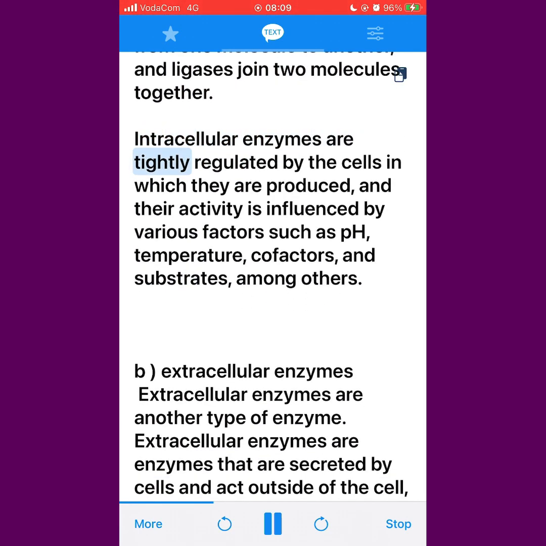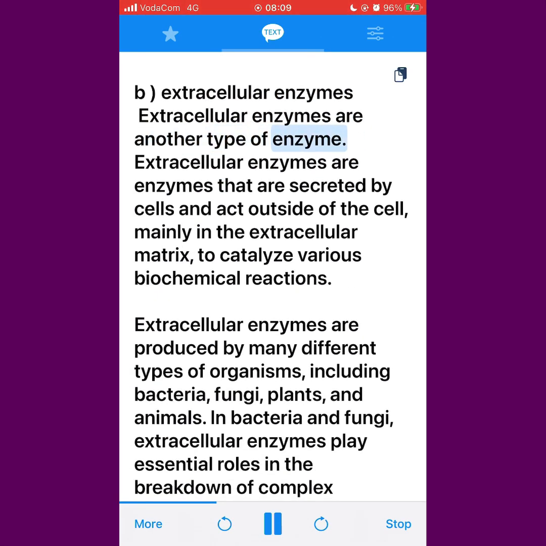Intracellular enzymes are tightly regulated by the cells in which they are produced, and their activity is influenced by various factors such as pH, temperature, cofactors, and substrates, among others. Extracellular enzymes. Extracellular enzymes are another type of enzyme. Extracellular enzymes are enzymes that are secreted by cells and act outside of the cell, mainly in the extracellular matrix, to catalyze various biochemical reactions.